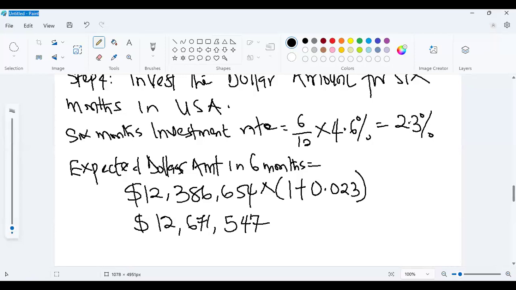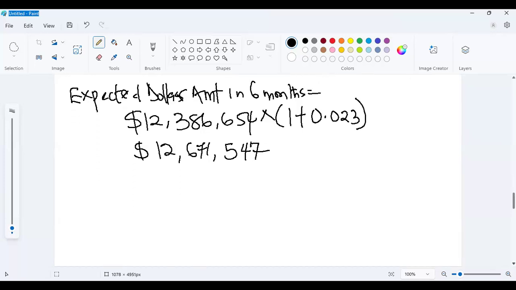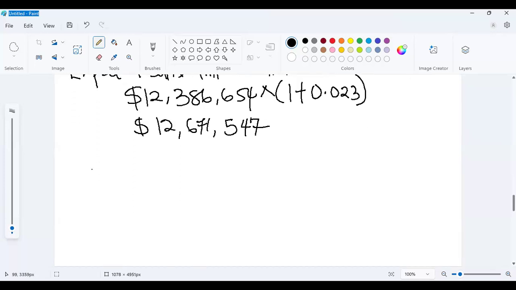You may stop here. That means if we hedge with money market, this is the amount we are going to get in 6 months. By the time we get our 12,300,000 CHF, we now want to convert to dollar. This is the amount we are going to get in dollars. But you can also round up with step 5. Look at it. Step 5.